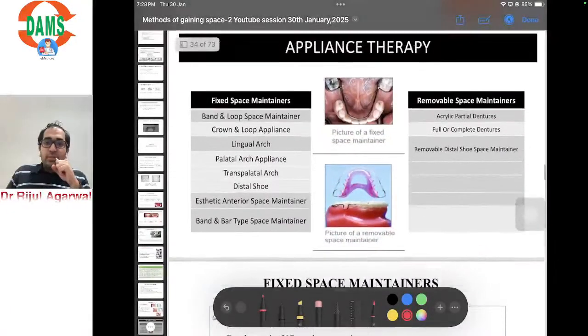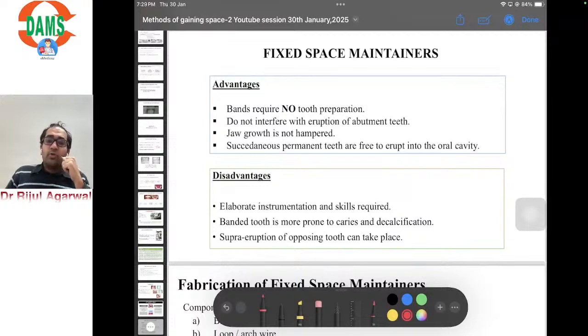So what are the examples? Succedaneous permanent teeth are free to erupt into the oral cavity. Disadvantages: instrumentation is tedious to construct. Bands are more prone to caries and decalcification beneath them, and supra-eruption of the opposing tooth can also take place because of the absence of coverage on the occlusal surface.